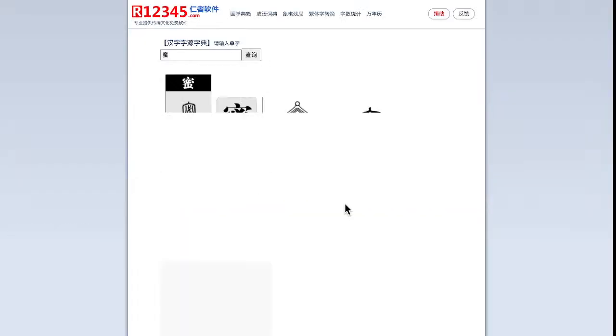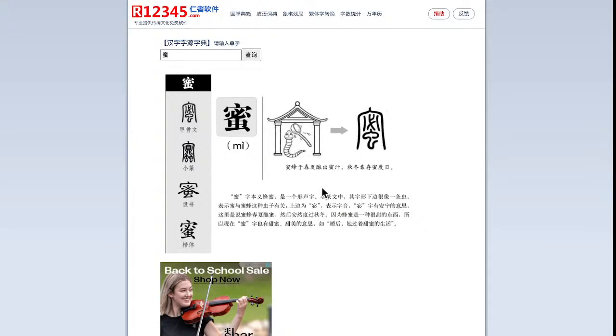Let's take a look at the animal. Oh, that's interesting.